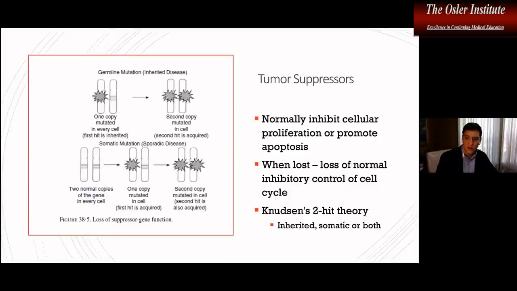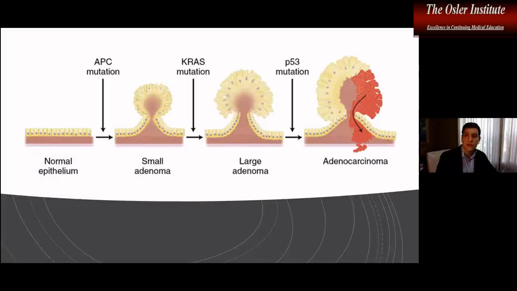And it's Knudson's two-hit theory. So it's inherited, somatic, or both. And this is kind of shown here. You have one copy that's mutated, and the second hit is what actually leads to the loss of function. And again, this is just showing that same pathway here.